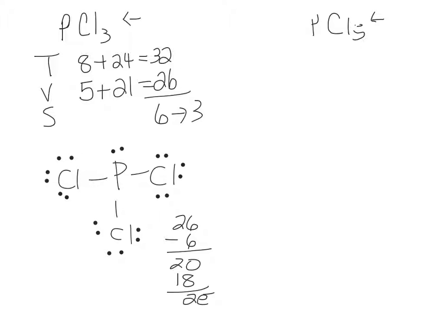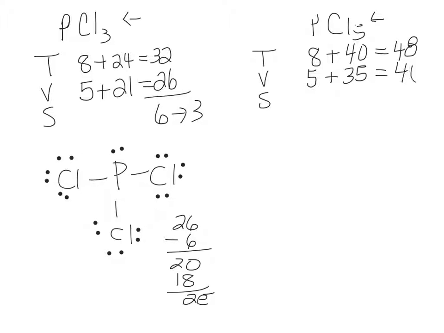Okay, PCl5. TVS. Phosphorus wants 8. Chlorine wants 8, and there's 5 of them. So we want a total of 48. Valence. Phosphorus brings 5. Chlorine brings 7, and there are 5 of them. 7 times 5 is 35. So this says I've got 8 electrons, which means 4 bonds. But clearly, I need 5 bonds because I've got 5 atoms of chlorine, which need to be bonded. So it doesn't matter if I've got 5 attached to phosphorus or 4 attached to phosphorus and 1 chlorine attached to another chlorine. It still isn't going to work because I can only place 4 bonding pairs.